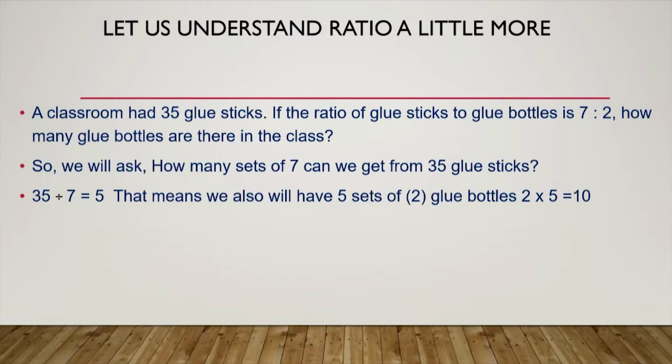So I can apply that relation now to my other portion. So for every 7 I have 2, that means if I have 35, I would have multiplied 7 by 5 to get 35. 2 multiplied by 5 gives me 10. So that means when I have 35 glue sticks, I have 10 glue bottles.